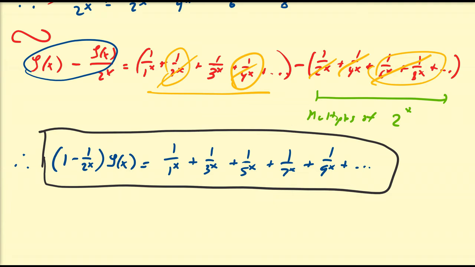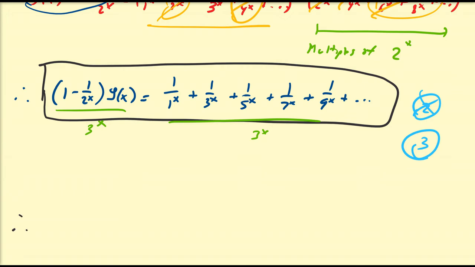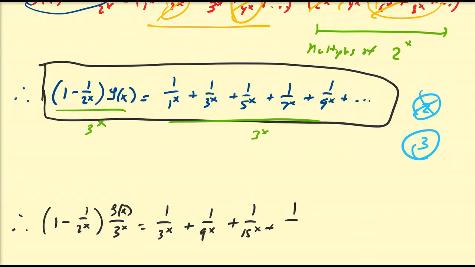So we have not built an infinite product series yet, but still on the right hand side this is an infinite series nonetheless. So now I'm going to divide everything by 3 to the x. Why am I dividing by 3 to the x? The first number I divided by was 2, and now I'm going to divide everything by 3. So that's going to give me 1 minus 1 over 2 to the x times zeta x over 3 to the x is equal to 1 over 3 to the x plus 1 over 9 to the x plus 1 over 15 to the x plus 1 over 21 to the x, and so on.